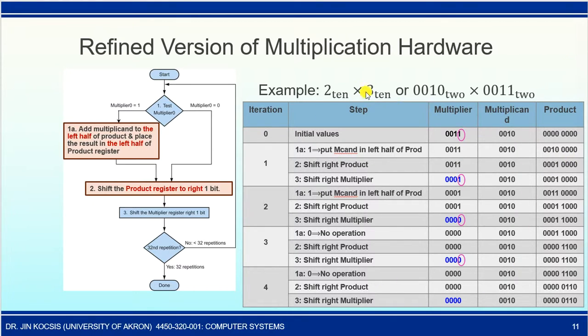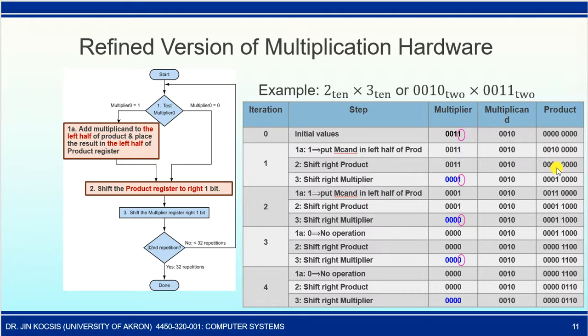If I look at this example here, just to save some time, instead of doing 32-bit multiplication, I do 4-bit multiplication. Therefore, instead of 32 iterations, I will do 4 iterations. You can see I initialize the multiplier with 0011, 4 bits, initialize the multiplicand register with 0010, 4 bits, and initialize the product to all zeros. Then I check the least significant bit. Here it is 1, therefore I will add my multiplicand to the left half of the product.